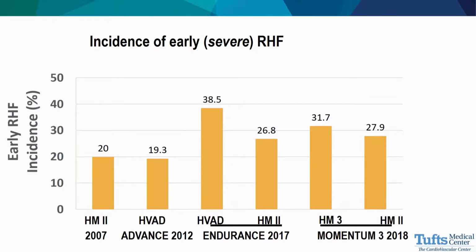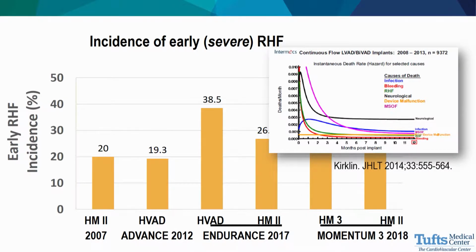Right heart failure remains, unfortunately, really common, even in the contemporary era. So in the most recent clinical trial, the MOMENTUM 3 HeartMate 3 trial, we see severe right heart failure, defined as the need for prolonged inotropes or RVAD, is still over 30%, mostly driven by prolonged inotropes, but still very common. And of course, we know from INTERMACS that right heart failure is really the leading cause of early morbidity and mortality, the leading cause of death in the early postoperative period.